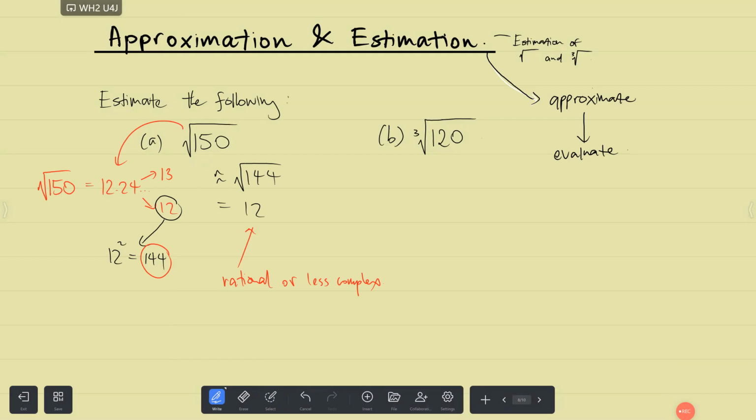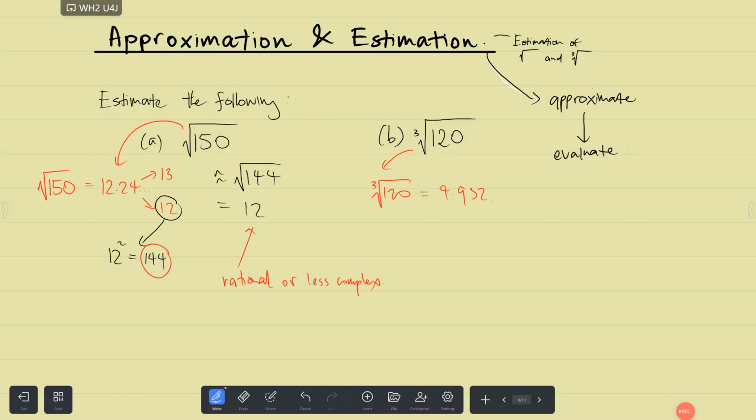Next, we have cube root 120. We go through the same process again. Run cube root 120 in the calculator, and you'll get 4.932. It goes on and on.